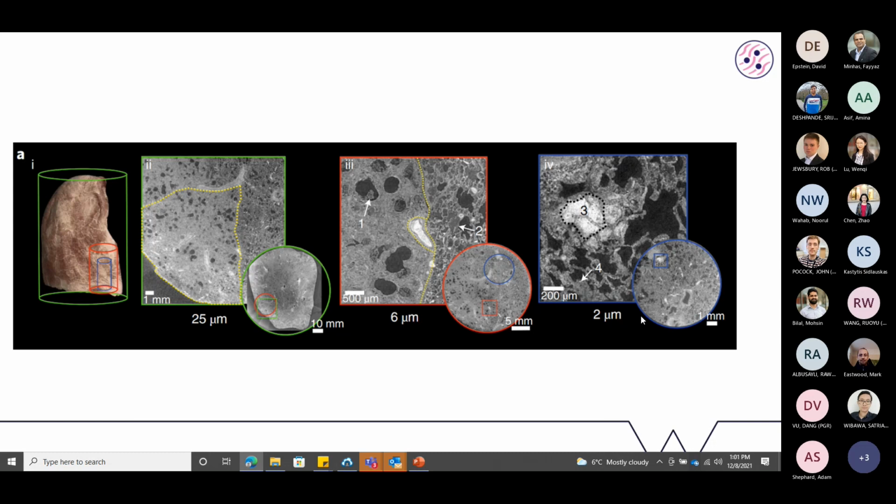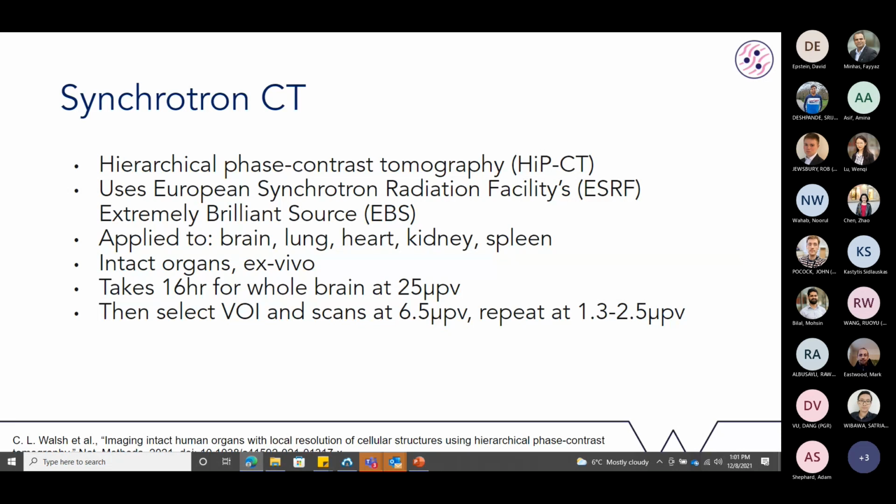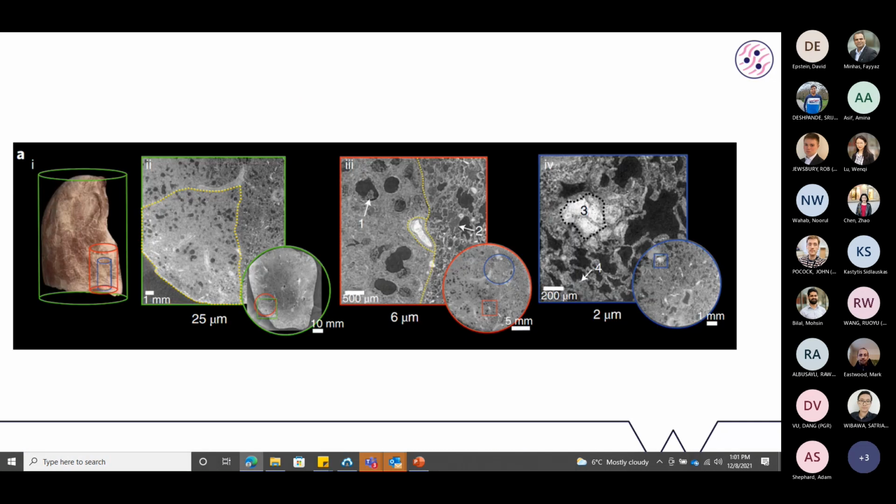There's a question. Oh, sorry, Dan. Is it after cutting out the organs, or on a live human? These aren't live, no. They're the intact organs, but ex vivo. I think putting a human in synchrotron radiation might have some ethical implications.